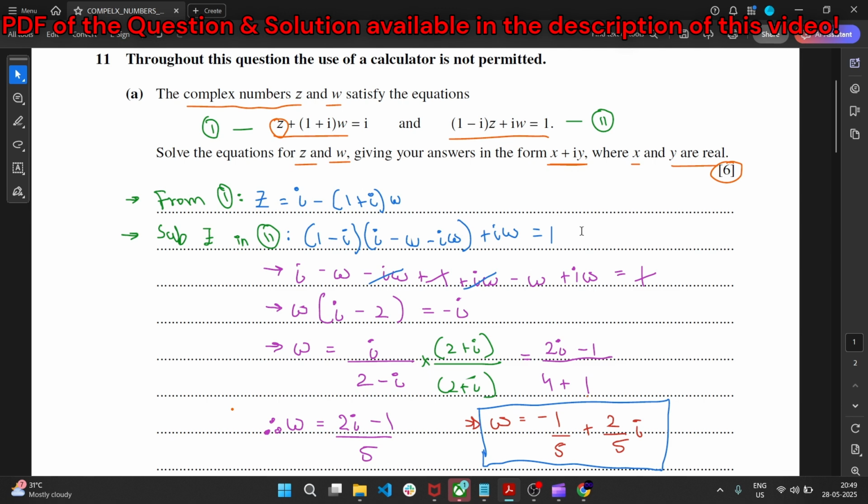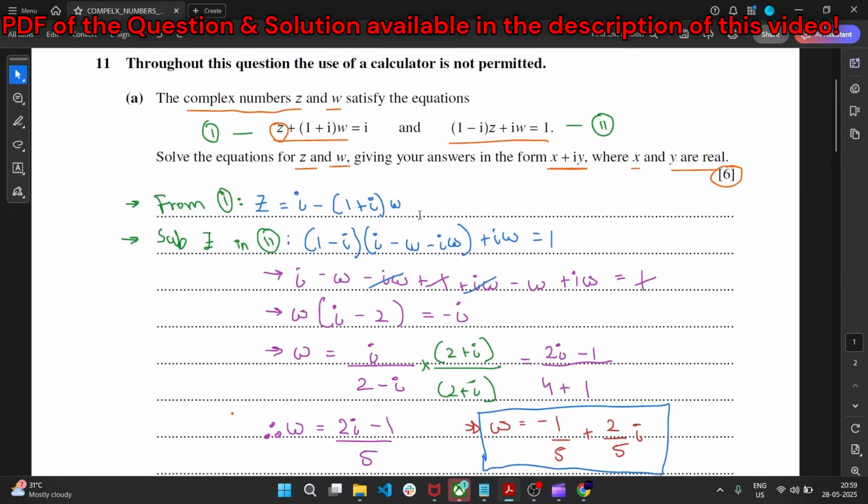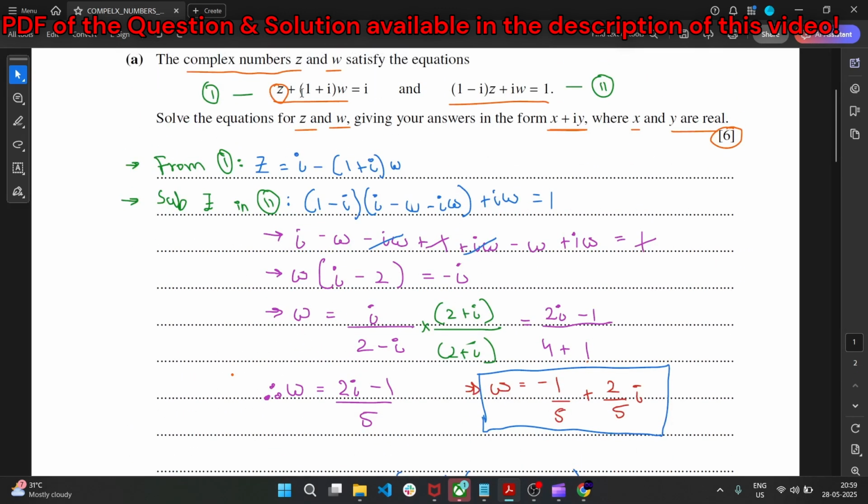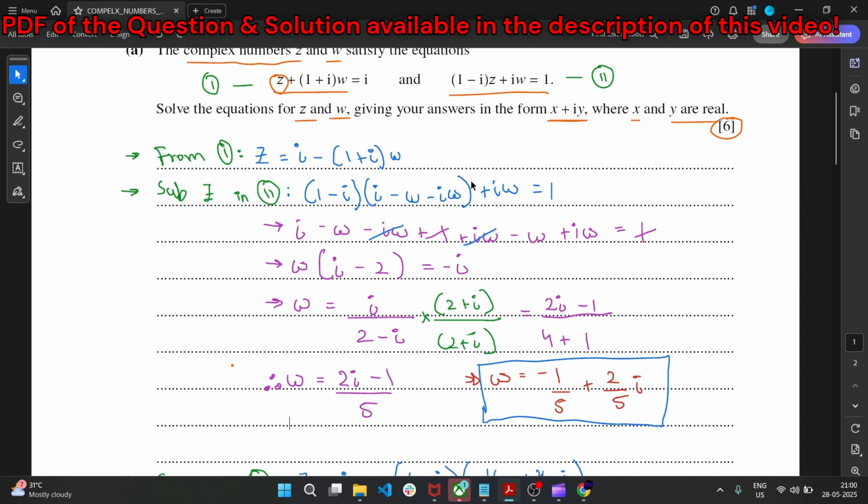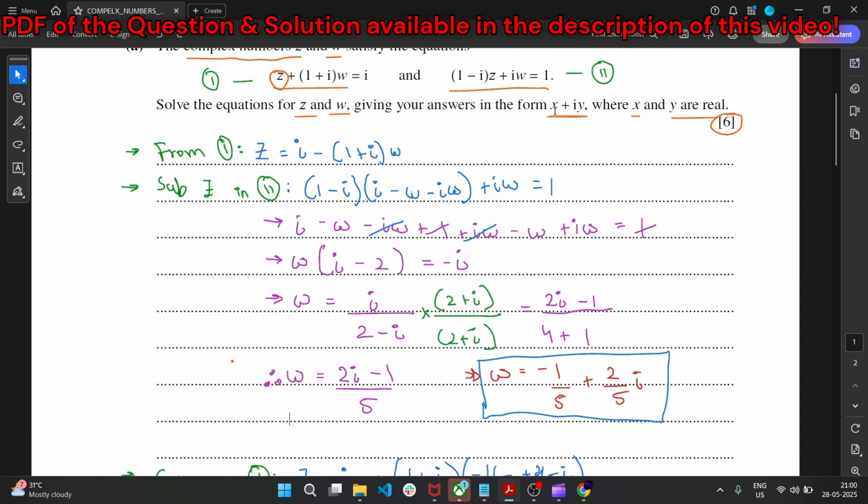But yeah, let's get started with the first part. So the first thing that I've done over here is I've just labeled the equations. This is my equation 1 and this is my equation 2. Then I've written that from my first equation, I'm going to make Z the subject of formula. And then I'm going to take that Z and substitute it in my second equation so that all the Z's are now in the format of W.